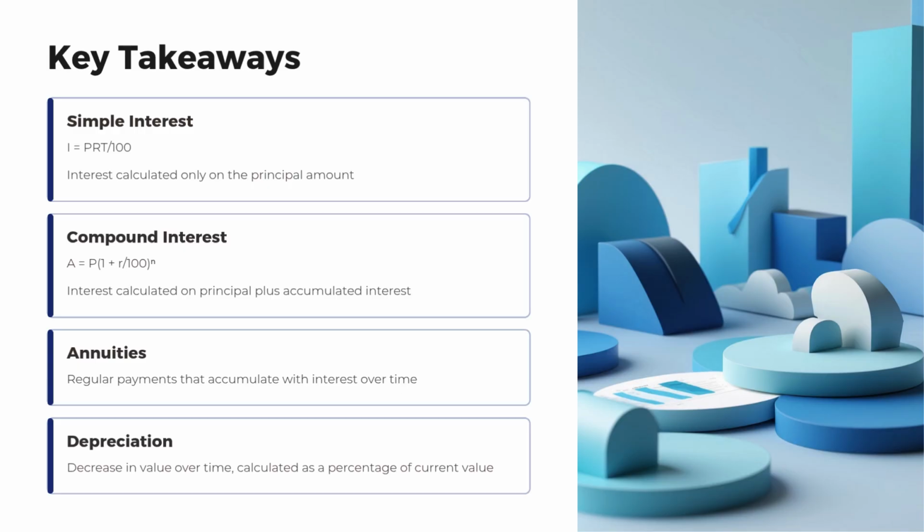Interest is calculated on both the principal and any accumulated interest. Annuities. Regular payments that accumulate and earn interest over time. Depreciation. A decrease in the value of an asset over time, calculated as a percentage of its current value.